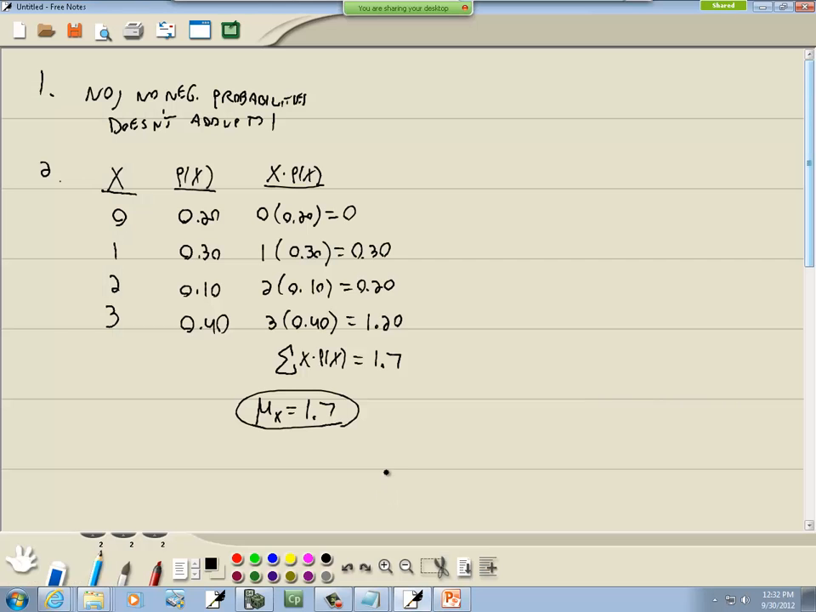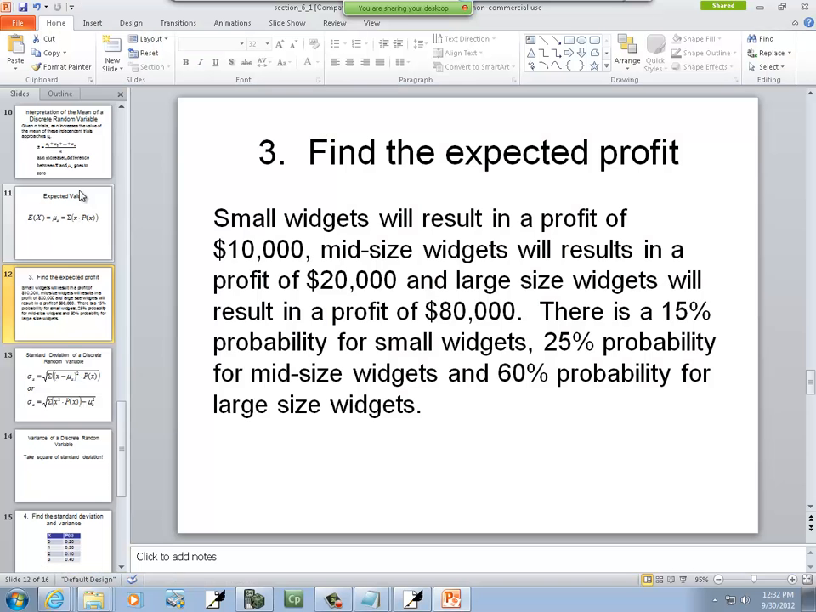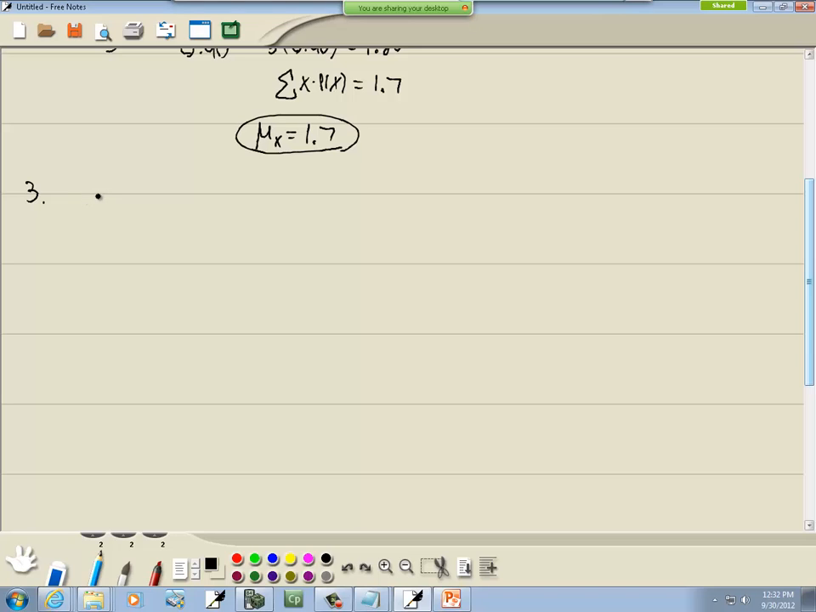So let's take a look at an expected value problem. It says small widgets can result in a profit of 10,000. Mid-size can result in a profit of 20,000. Large-size widgets will result in a profit of 80,000. There's a 15% probability for small widgets, 25% probability for mid-size widgets, and 60% probability for large-size widgets. And what we want is up in the title here. It says find the expected profit. Okay, so we got small, mid, and large.